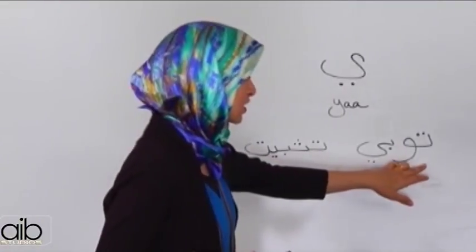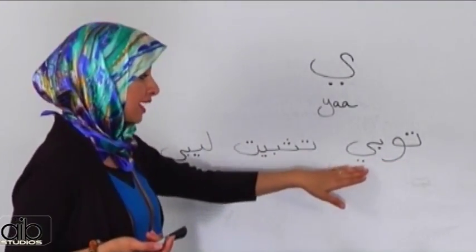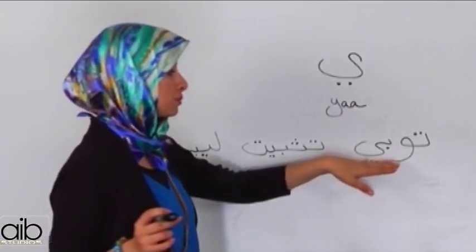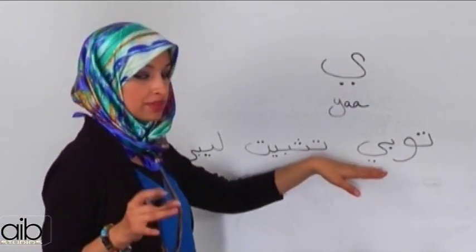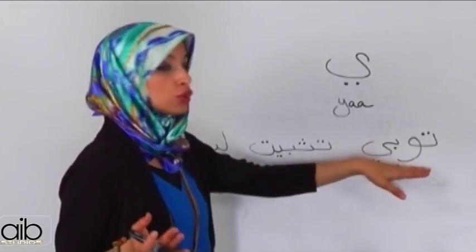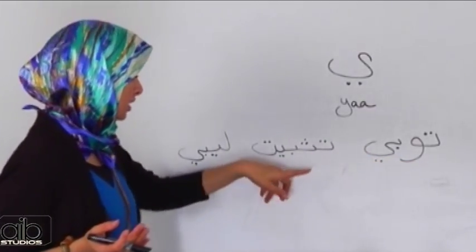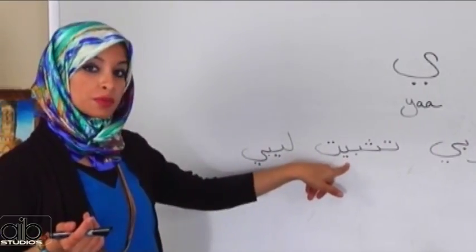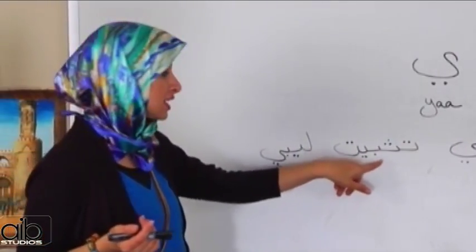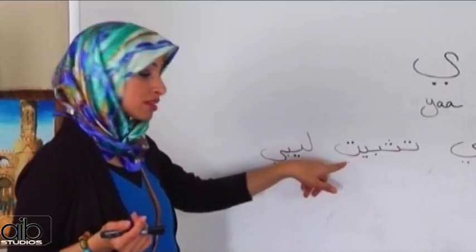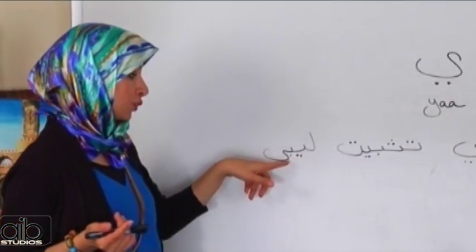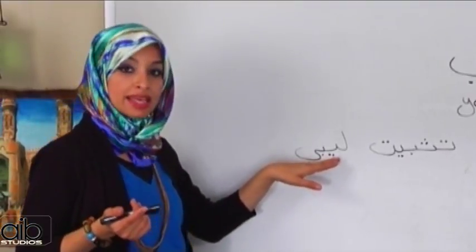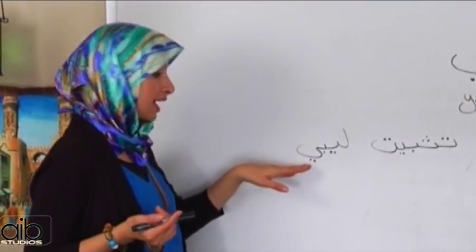So the first one is to be. The ya here is at the end. And again, we don't want to cut it short, so we pronounce it precisely, give it the exact amount of time it needs. To be. Then we have tathbeet, and the ya here is in the middle of the word. It's before the last letter. Tathbeet. And then finally, the last word we have is libi. And here we have two yas, a ya in the middle of the word, and then a ya at the end of a word.